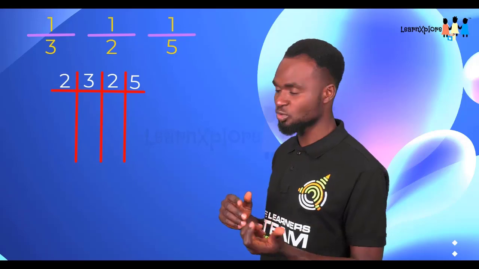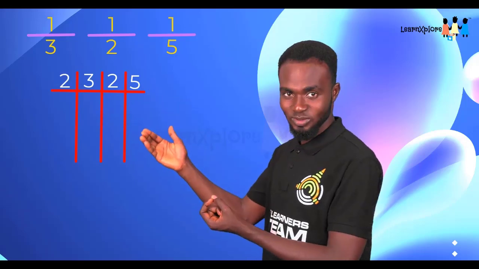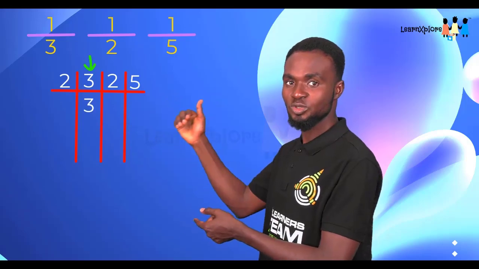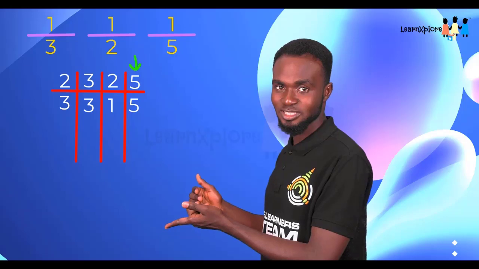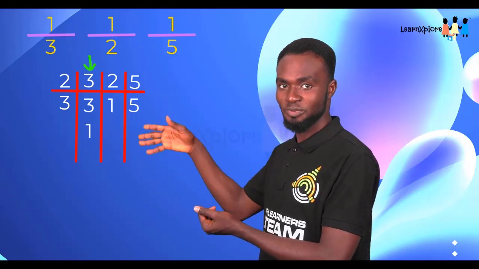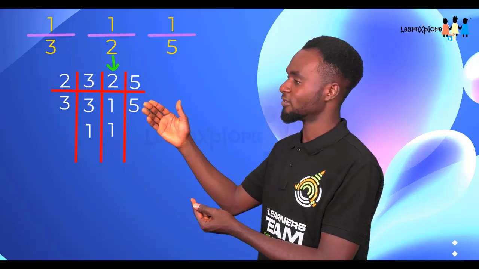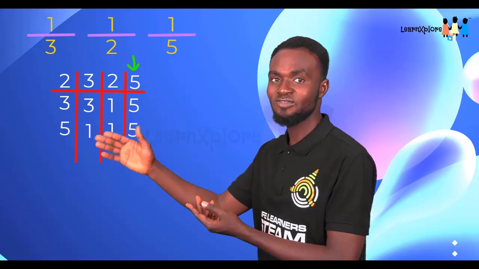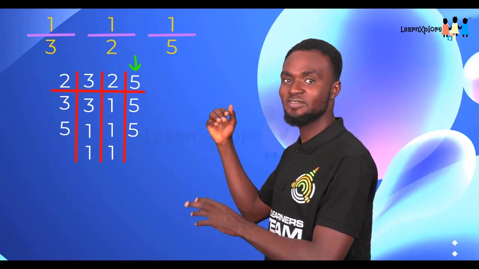We divide by a common factor. No common factor, so let's start with 2. 2 cannot divide 3 without a remainder, so 2 into 3, we bring down the 3, and 2 into 2 will have 1, then we'll bring down 5. Let's use 3 as the next one. 3 into 3 is 1, then we'll bring down this 1, then we'll bring down 5. Then finally we use 5. 5 into 1, we bring down 1, and we bring down this 1, then 5 into 5 is 1.